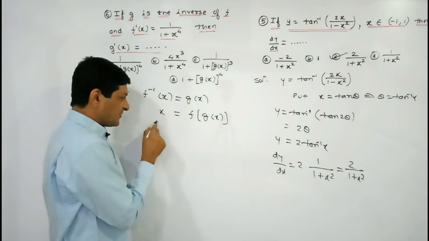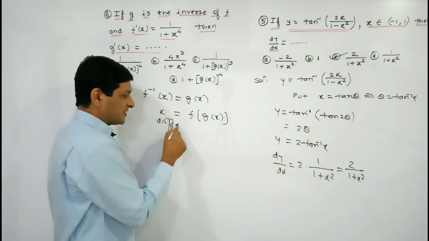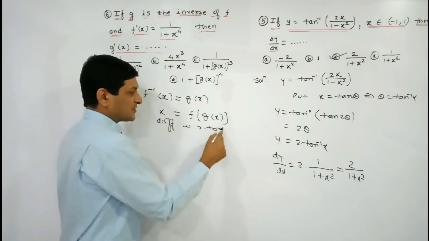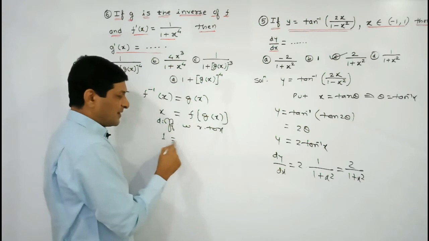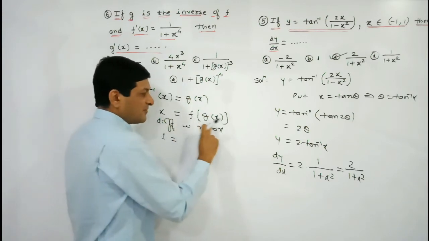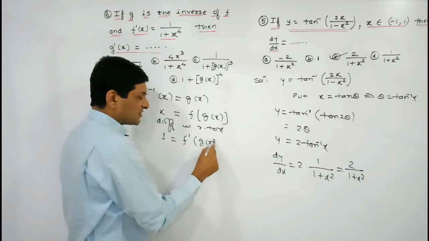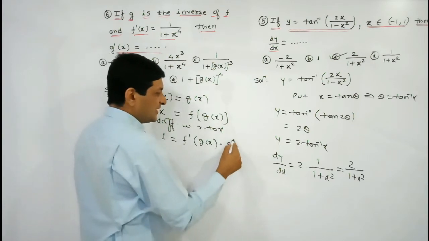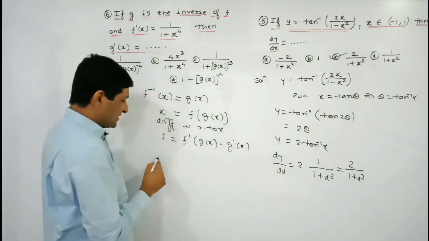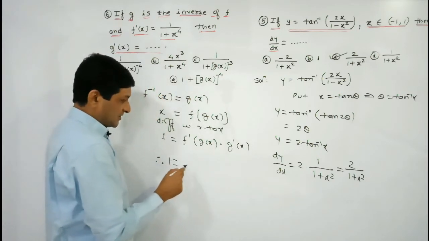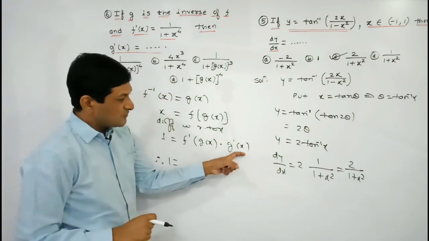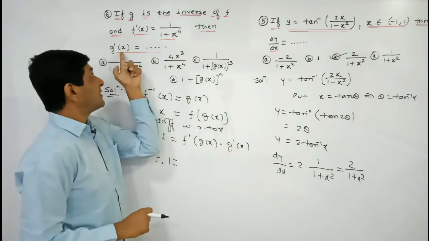What is the derivative of x? We are differentiating it with respect to x. So the derivative of x will be equal to 1. On this side, the derivative of f of g of x will be equal to f dash of g of x into g dash of x. So therefore on this side 1 keep it as it is. Now our question is to find g dash of x. This is our required value.